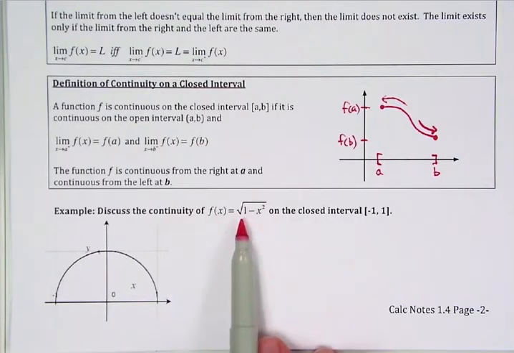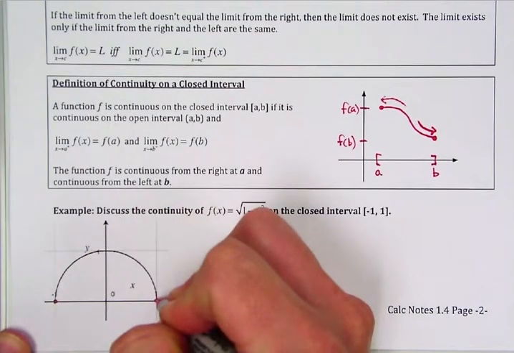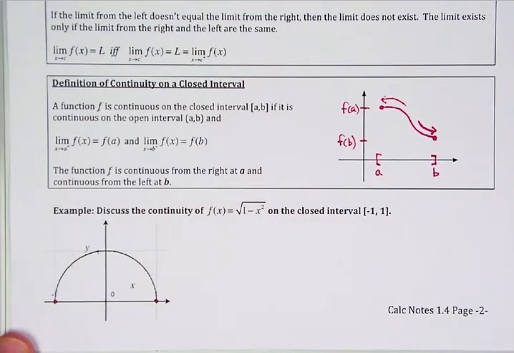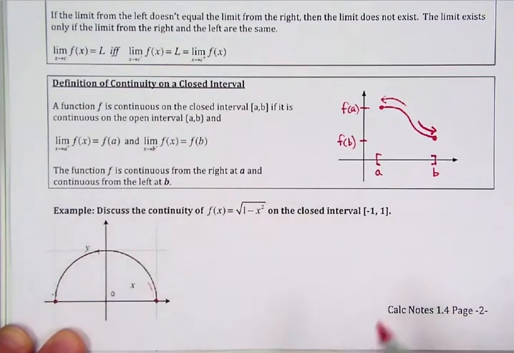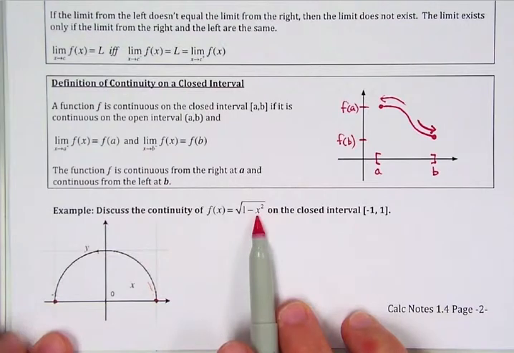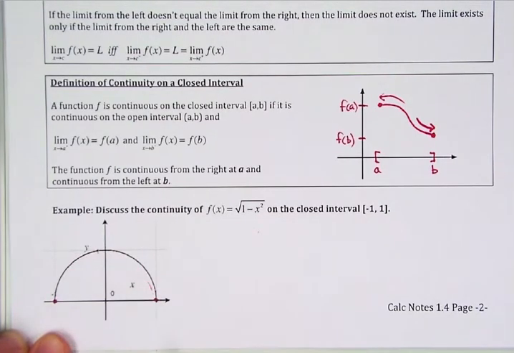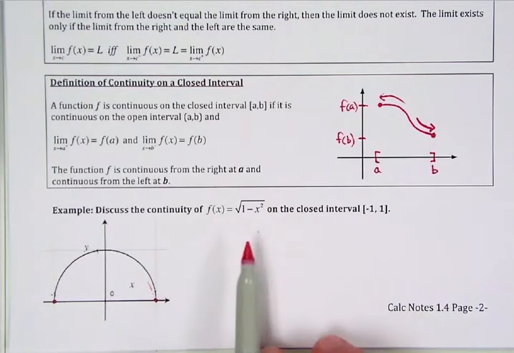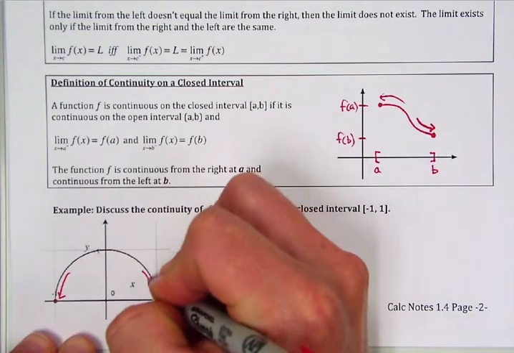So we have the square root of 1 minus x squared on the closed interval, negative 1, 1. So we are using these x points, negative 1 and 1. So first off, is this continuous on the open interval? Okay, so if we plug in anything from negative 1 to 1 in here, we do get a value, so it is defined, and we can find all of those limits. So we know it's continuous on the open interval. Now we're going to check the closed interval, so coming here from the left and from the right.